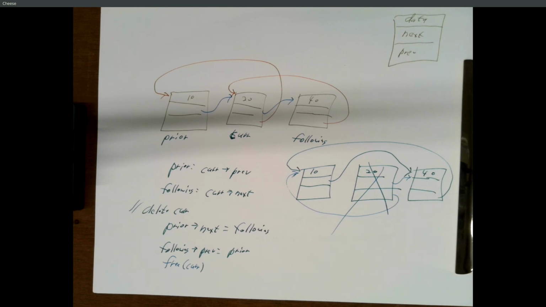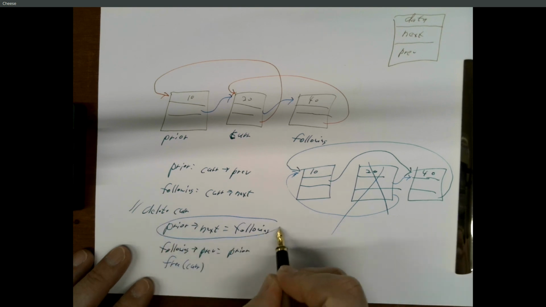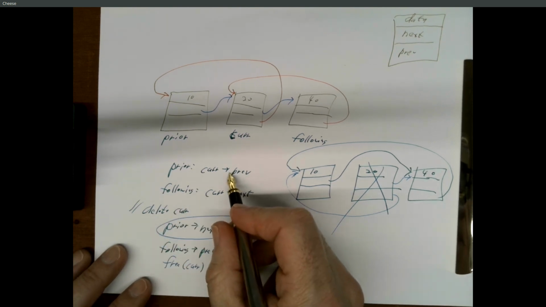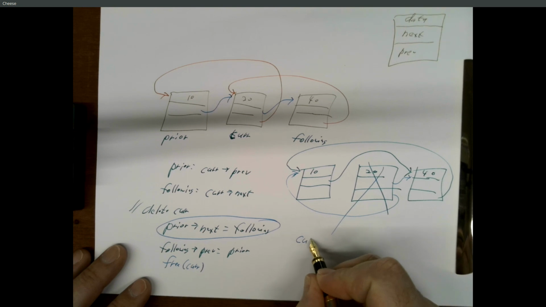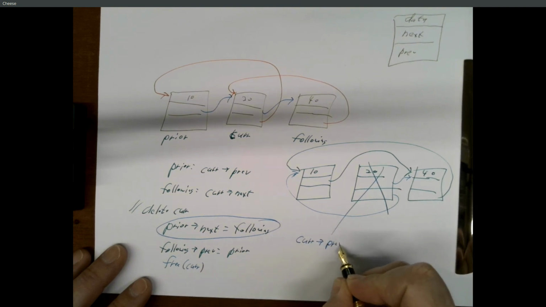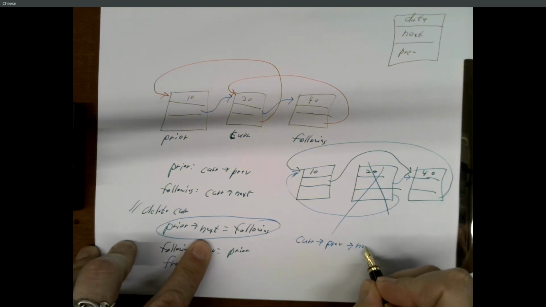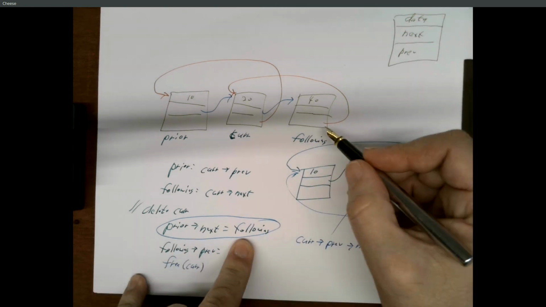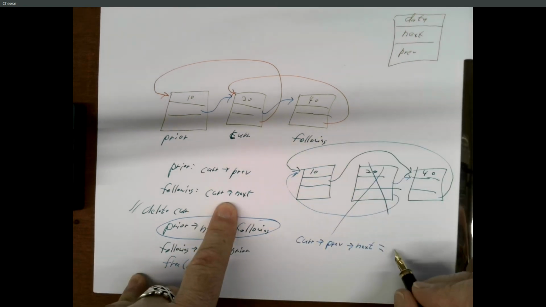It's generally easier to deal with these, other than the fact that you've got to update a pair of pointers now. But once you're used to it, instead of saying prior arrow next equals following, where prior is current previous, we can just write this as current previous, that's prior arrow next. Equals, and instead of setting it equal to following, which is current next, we can just say current next.